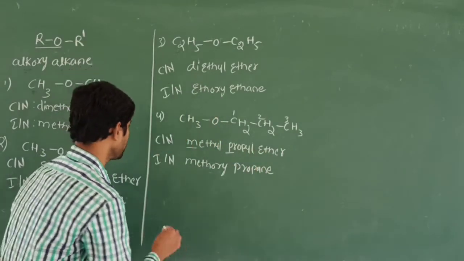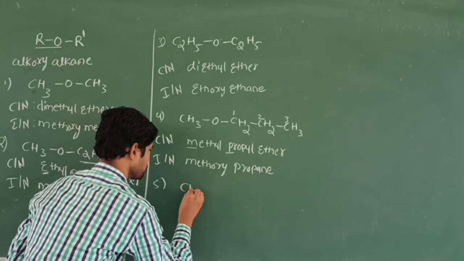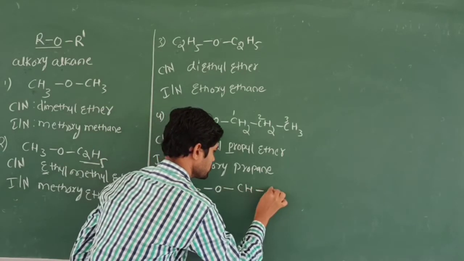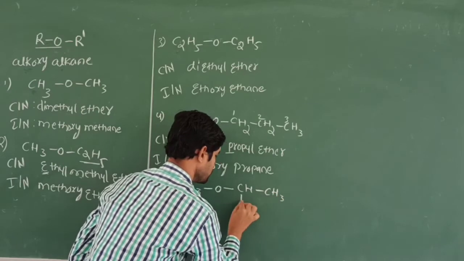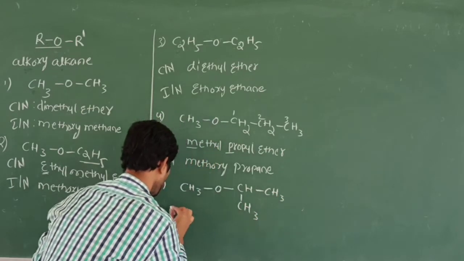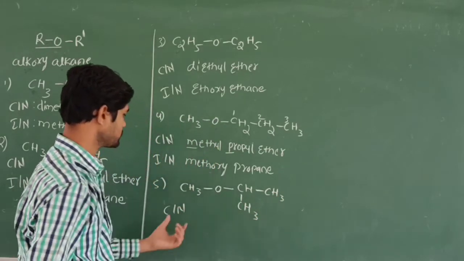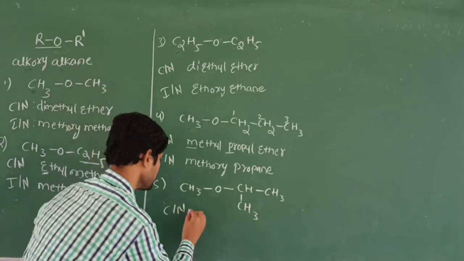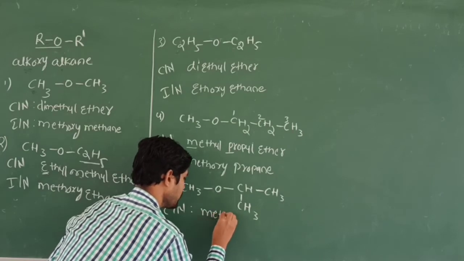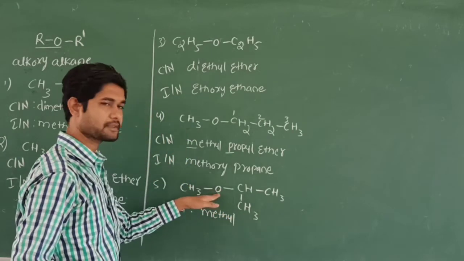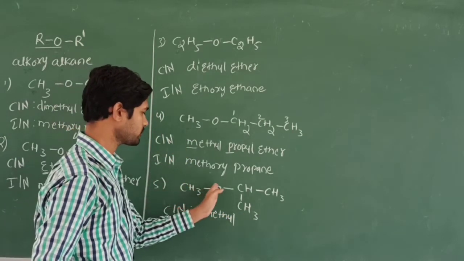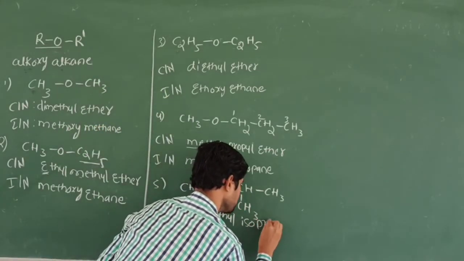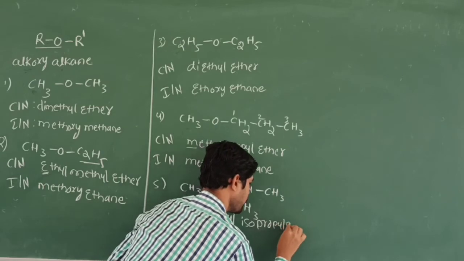Let's take one more example. CH3 O CH CH3 CH3. So what will be its common name? Its common name is called methyl isopropyl ether. The left side of the oxygen atom is methyl, and the right side of the oxygen atom is called isopropyl. Isopropyl ether.